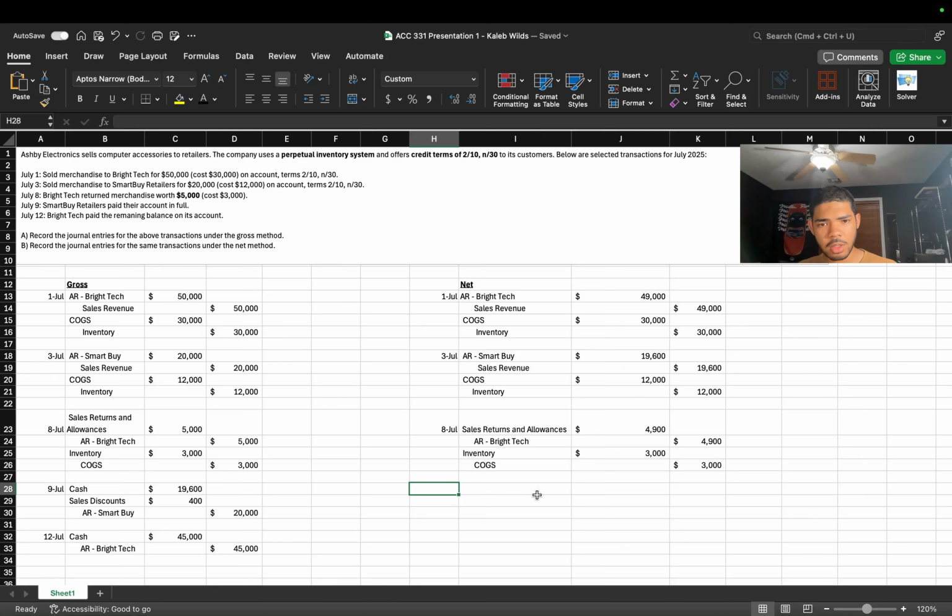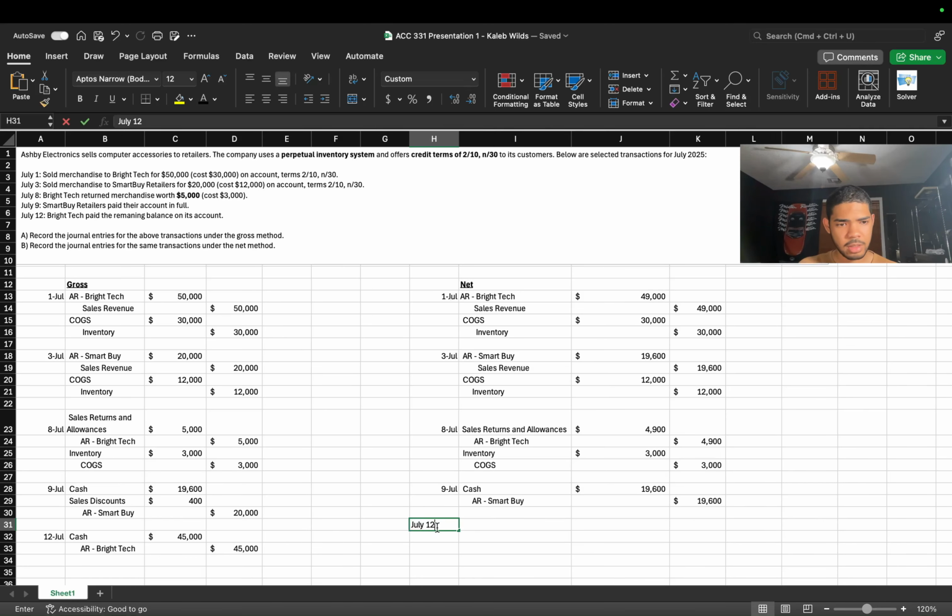So then on to July 9th. Smart Buy pays their account in full within the discount period from July 3rd. It's not been 10 days yet. So we've actually already accounted for this. Under the net approach, again, we already assume they're going to use a discount. So this is like the easy one-to-one journal entry. So cash goes up by 19,600. That's how much they owed. And then their accounts receivable go down by 19,600 because they paid it off in cash.